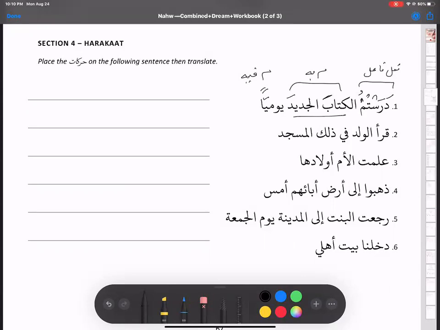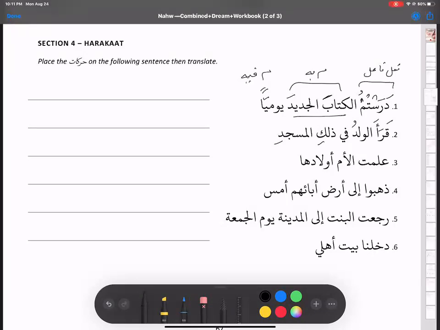Okay. Now what is that? Qara al-waladu. Waladu. Very good. Why waladu? It's outside. Very good. So the child read or recited fi dhalika al-masjidi. Masjidi, right? Yeah. Okay, kasra there.